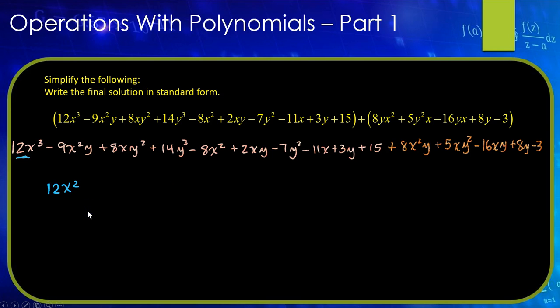So I have my 12x, that should be a cube there. Sometimes I have issues transferring things over correctly, so let me correct that. So that should be a 3, not a 2. I'll just cross it out and say that should be a 3.